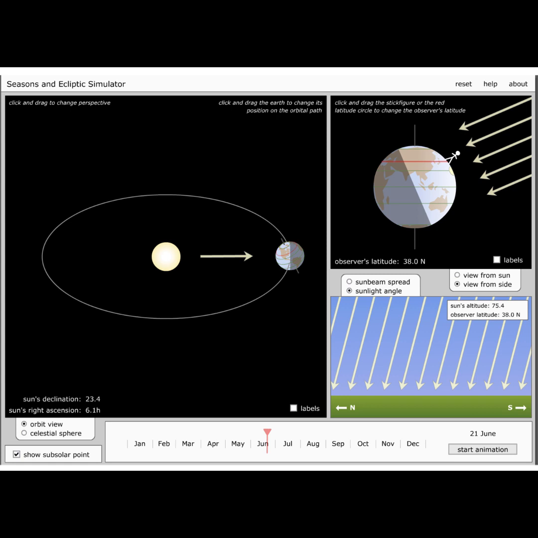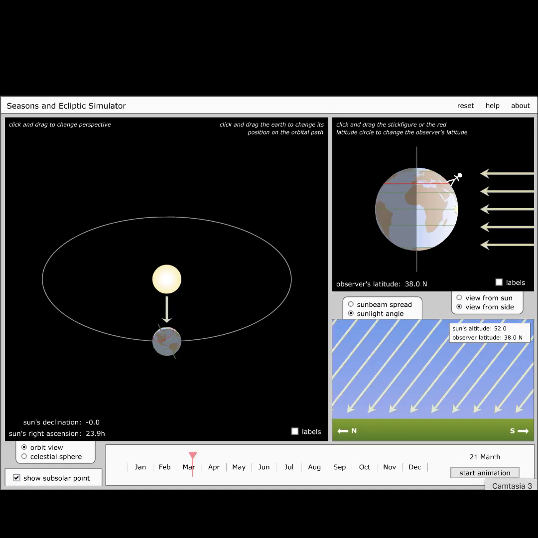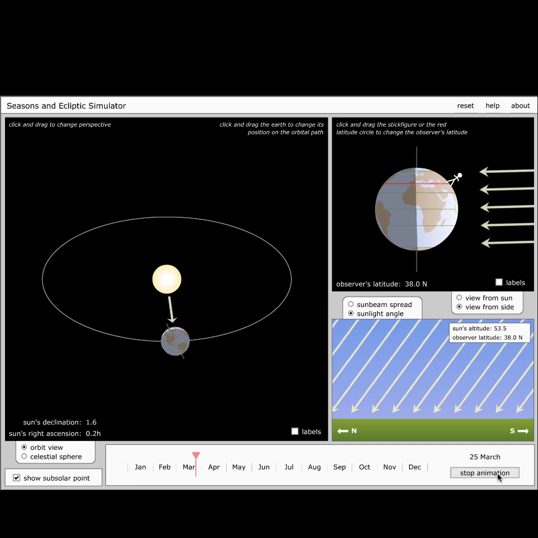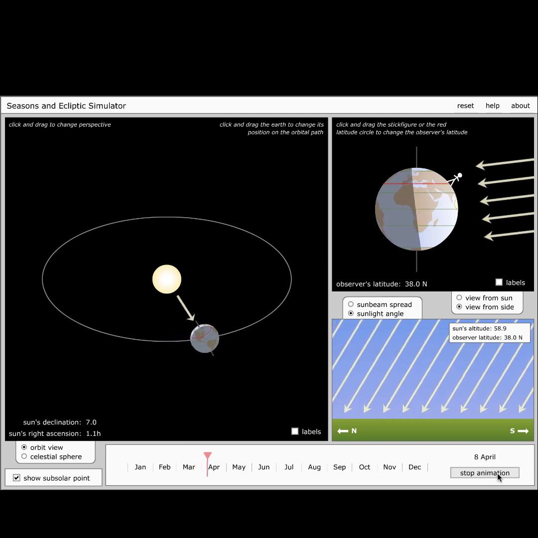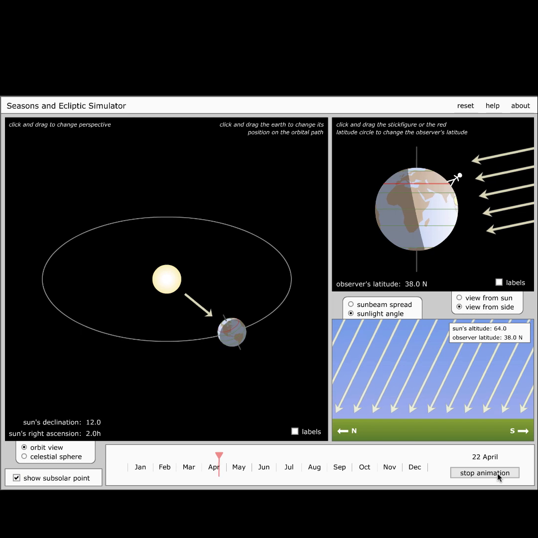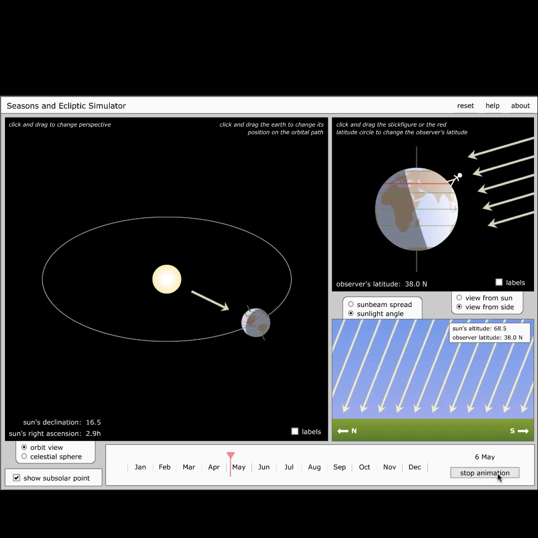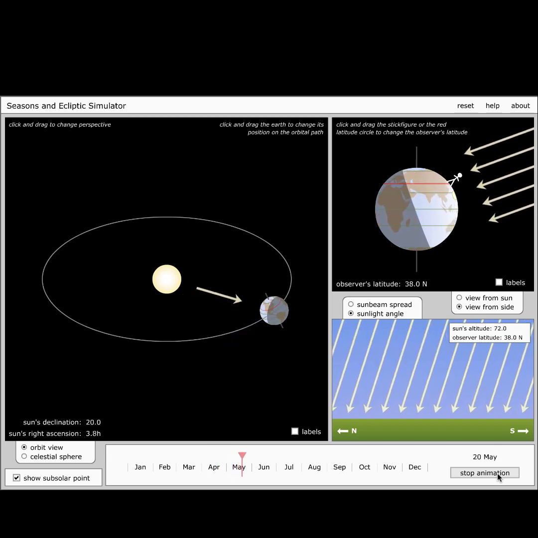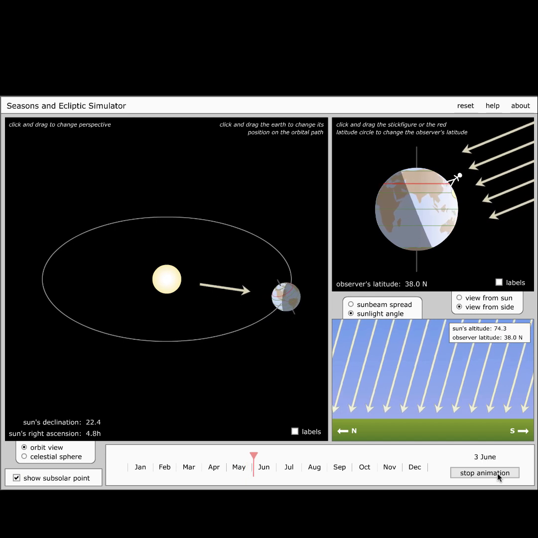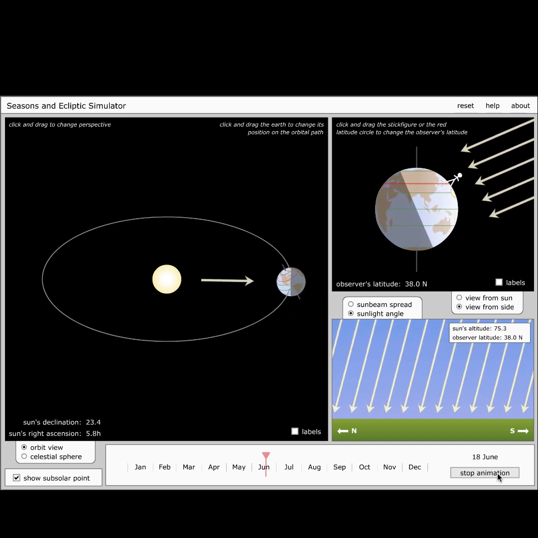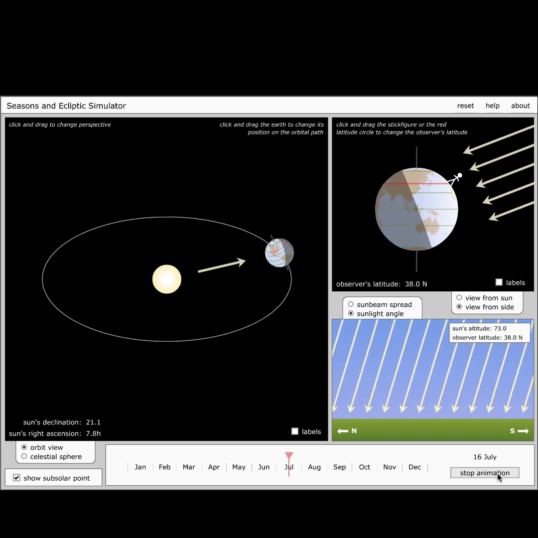Now you can watch the change in each panel as the Earth orbits the Sun over the course of a full year. The animation starts with the spring equinox on March 21st. Notice that as time progresses, the Sun's rays become more upright and closer together. This corresponds with an increase in the intensity of sunlight and the number of daylight hours as we approach summer.